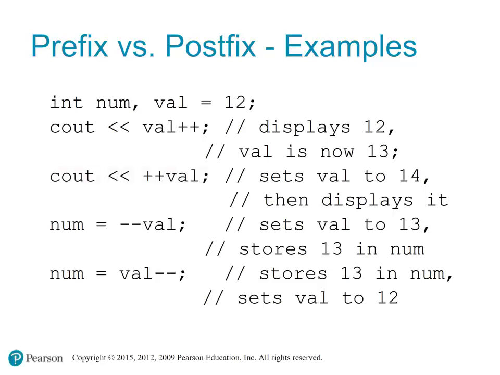Prefix decrement, which is num = --val. It decrements val to 13 first, then assigns the new value to num. Num = val--, so it assigns the current value of val, which is 13, to num, then decrements val to 12. So the order in which these operators are used affects the value of the variables.